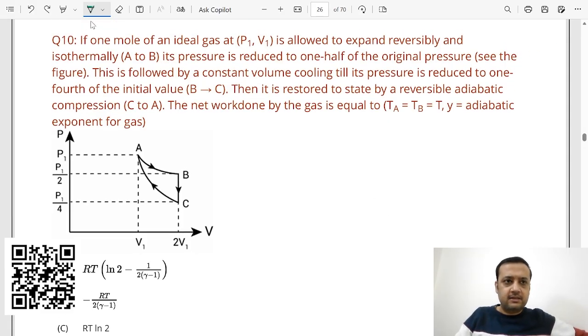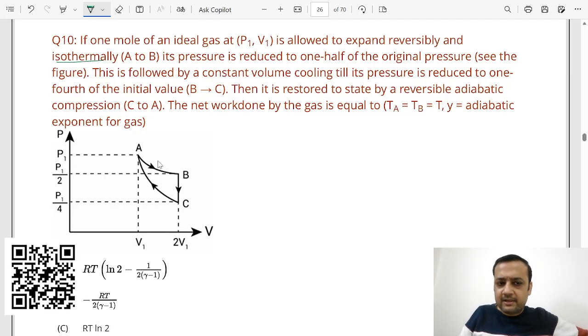Yeah, in this question what is happening is that we are taking a gas from state A to state B isothermally. So this process is isothermal. From B to C, it is done isochorically, and from C to A it is adiabatic. From A to B, you can see the volume has doubled. From B to C, pressure goes down by 2, and from C to A, the things have been restored.